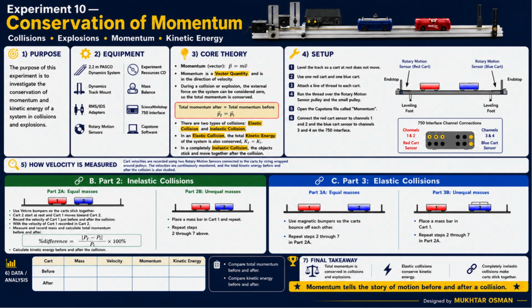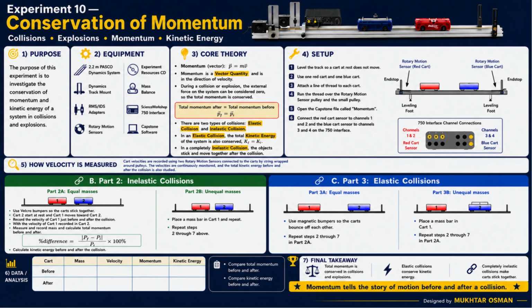Percentage difference equation: percent difference equals the absolute value of Pf minus Pi, over Pi, times 100%. Kinetic energy. Calculate kinetic energy before and after the collision. Part 2. B. Unequal masses. 1. Place a mass bar in cart 1 and repeat. 2. Repeat steps 2 through 7 above.